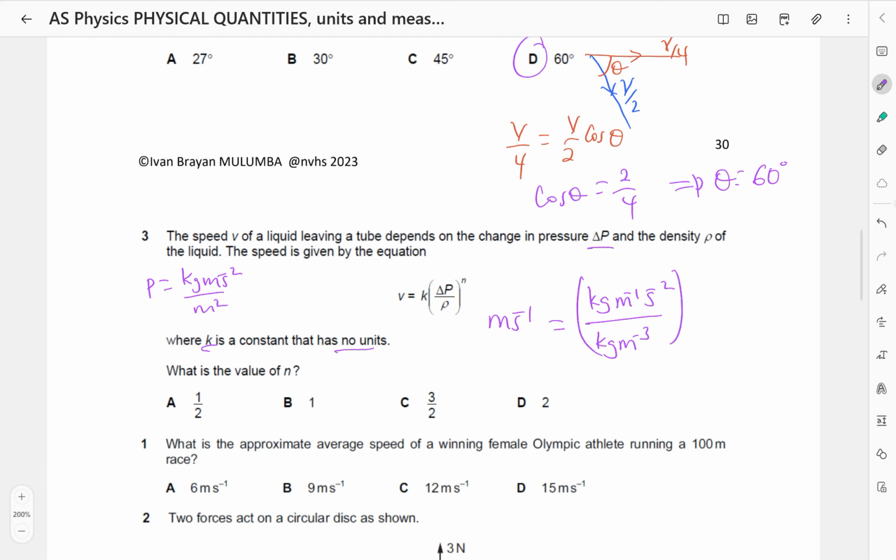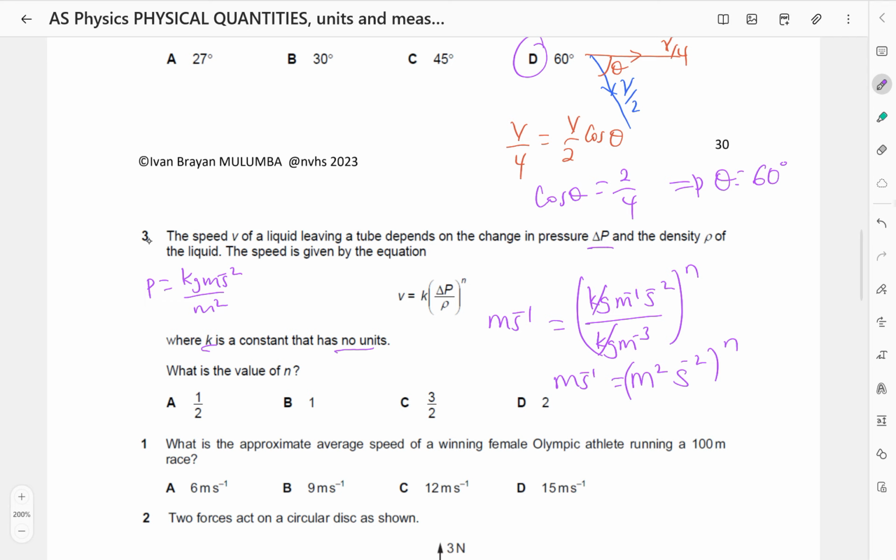And this is raised to power n. Okay, so kilograms can cancel so that we have this here. So m power negative 1 over m power negative 3 is going to be m power 2. We subtract the powers: negative 1 minus negative 3 is positive 2. Then we have s power negative 2, but this is raised to power n.